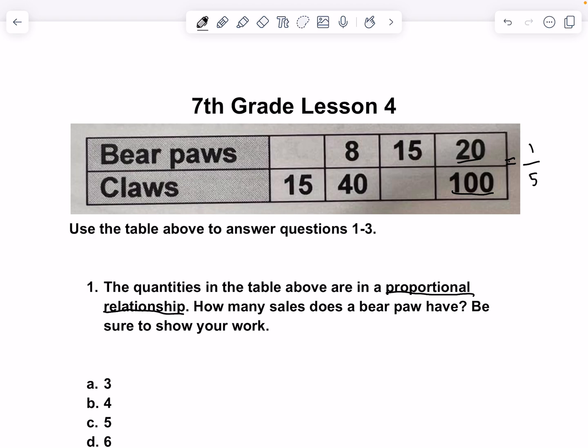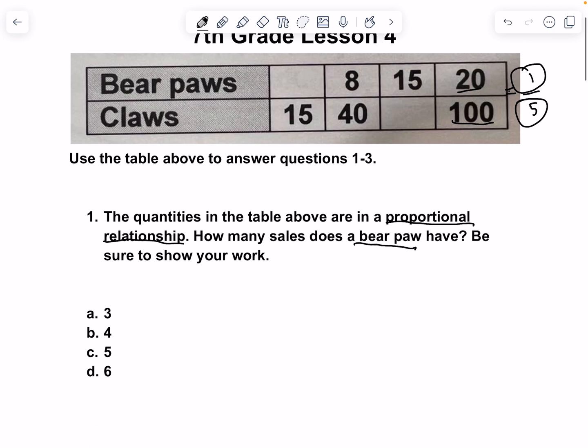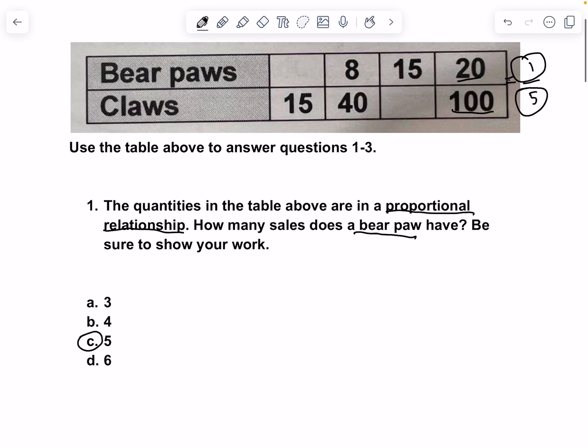The question is asking how many claws one bear paw has. Here you can see that one bear paw would sell 5 claws. So our answer would be C: a bear paw would sell 5 claws.